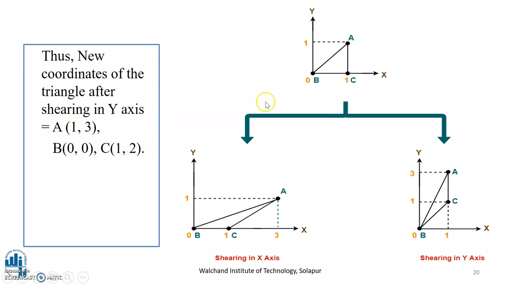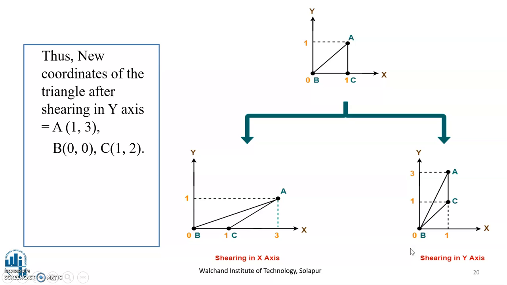Now you can see the new coordinates of the triangle after applying shearing in the y-axis: (1, 3), (0, 0) and (1, 2). So for this given triangle ABC, you can see the new coordinates with shearing in the x-axis and shearing in the y-axis. You can see (1, 3) over here, B (0, 0) and C (1, 2). So these are the shearing applied in the x-axis and the shearing applied in the y-axis.